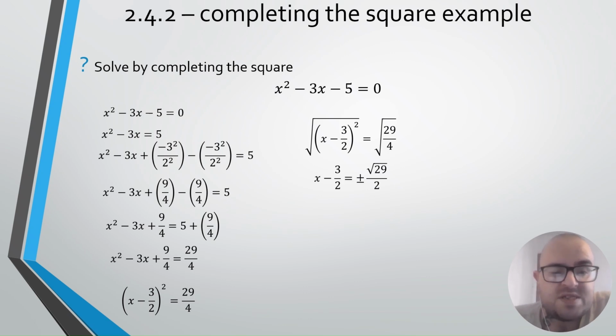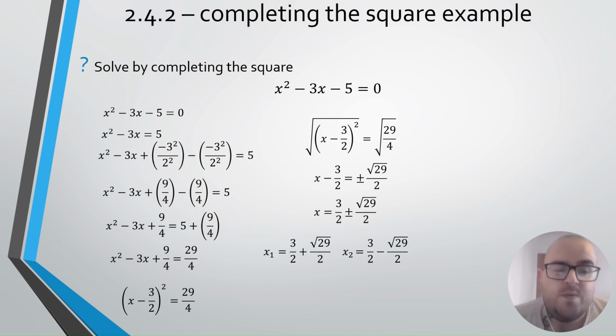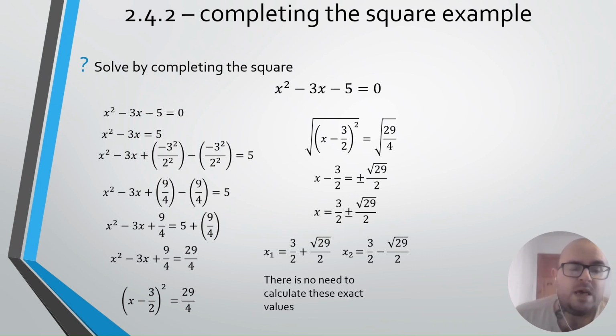So you have x minus 3 over 2 is equal to plus or minus the square root of 29 over 2. So x is equal to 3 over 2 plus or minus root 29 over 2. And there you go, there's your final two solutions: 3 over 2 plus root 29 over 2, or 3 over 2 minus root 29 over 2. There's no need to calculate those values into a decimal form. Those are the exact values, and those would be accepted as solutions.